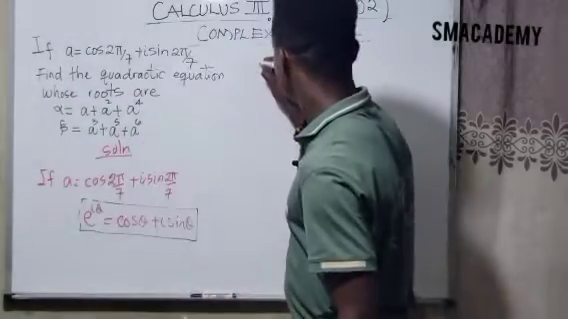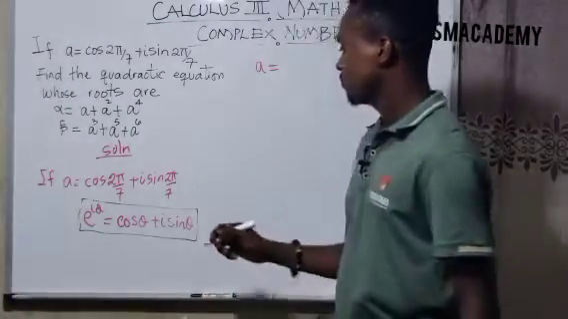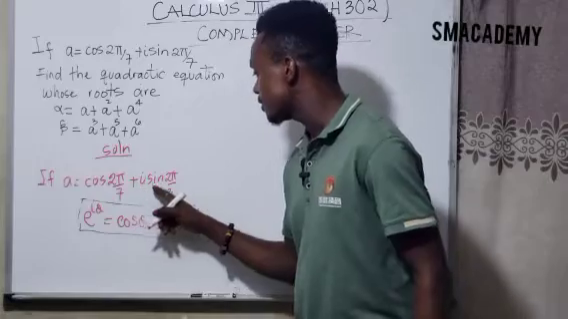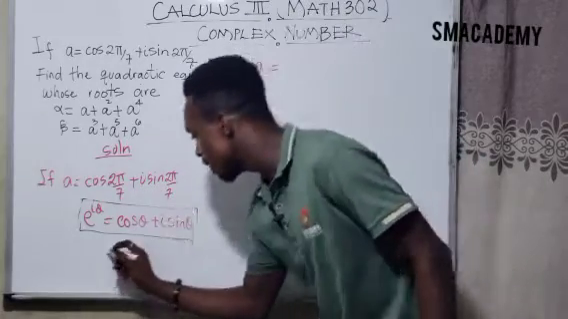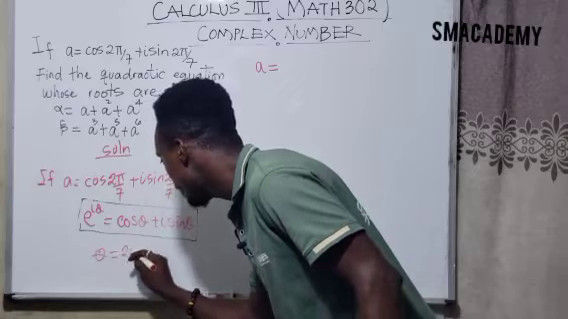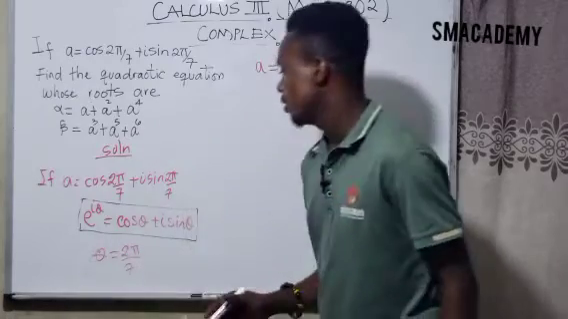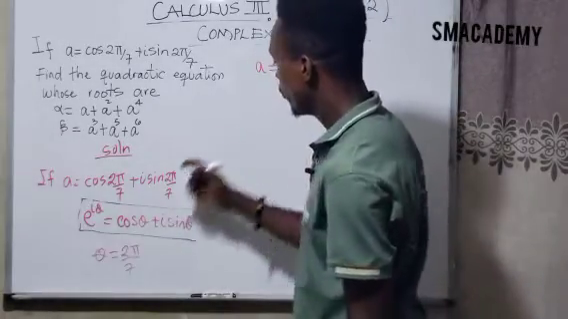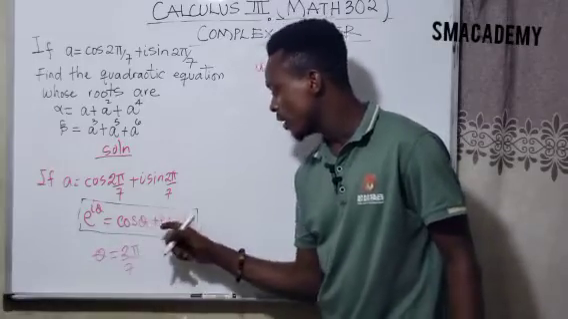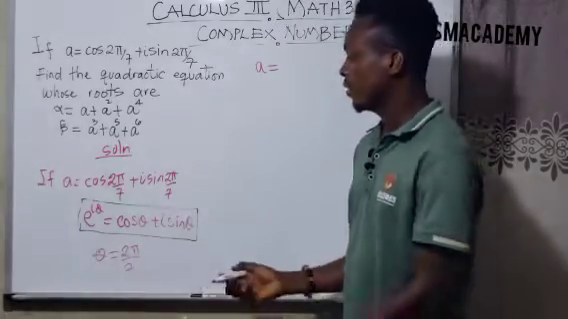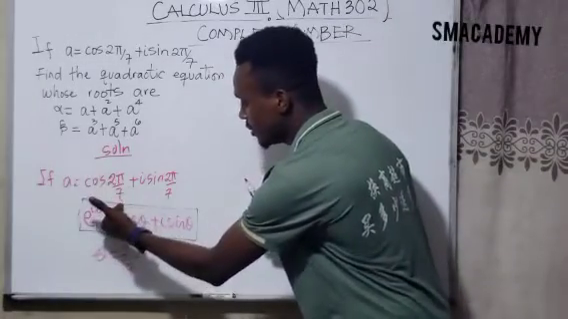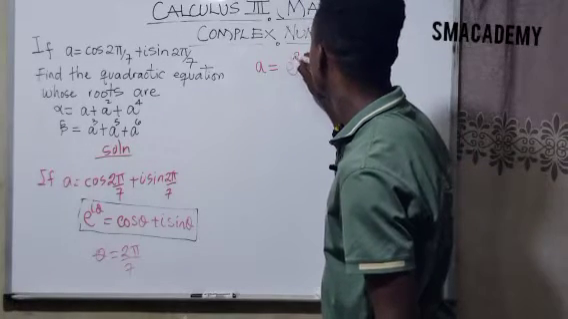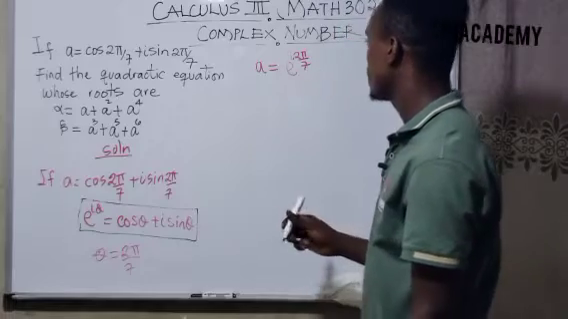So we know that a is equal to cos 2π/7 plus i sin 2π/7, which means theta here is 2π/7. So if theta is 2π/7, we'll have e raised to i 2π/7 giving cos 2π/7 plus i sin 2π/7. So cos 2π/7 plus i sin 2π/7 is now equal to e raised to i 2π/7.